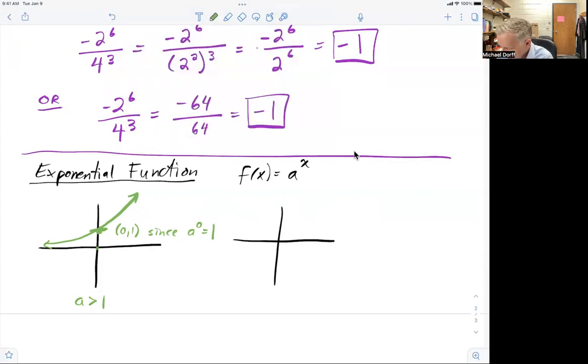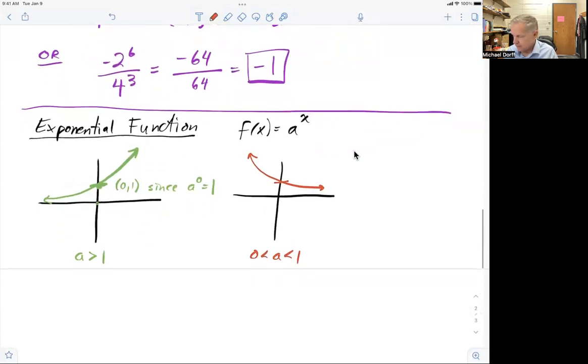On the other hand, we can have a function that looks like this. If a is between 0 and 1, we're going to get this. And in this case, we have the function going a different way. So it's kind of like a reflection across the y-axis here. The red and the green are reflections of each other, and they change because of the value of a. If a is greater than 1, we get the green function. If a is between 0 and 1, we get the red function.